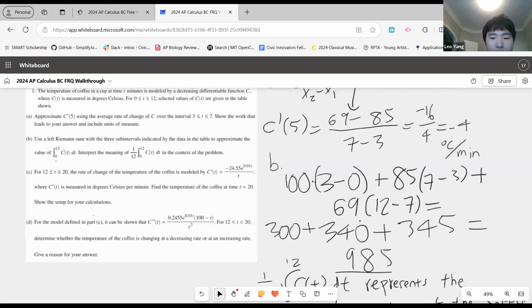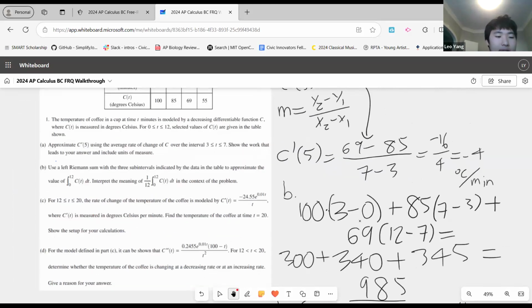Part B done. So we have part A, part B done, now part C. For 12 is less than or equal to t, less than or equal to 20, the rate of change in the temperature of the coffee is modeled by C prime of t, given by this function, where C prime of t is measured in degrees Celsius per minute. Find the temperature of the coffee at time t equals 20. Show the setup for calculations.